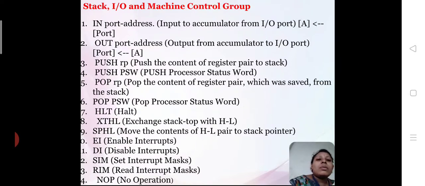SPHL means move the contents of the HL pair to the stack pointer, EI means enable interrupts, DI means disable interrupts, SIM means set interrupt mask, and RIM means read interrupt mask. NOP means no operation. These all come under the stack, input or output and machine control group.